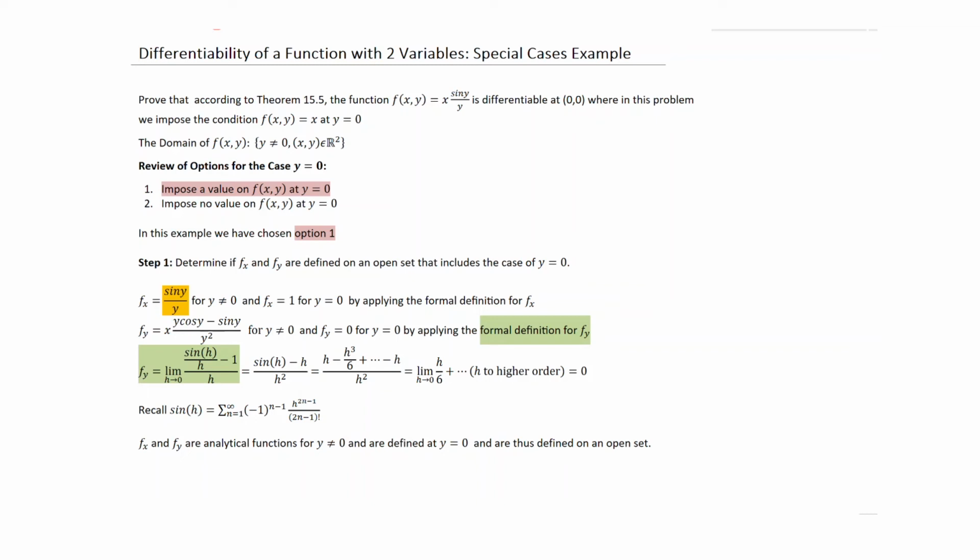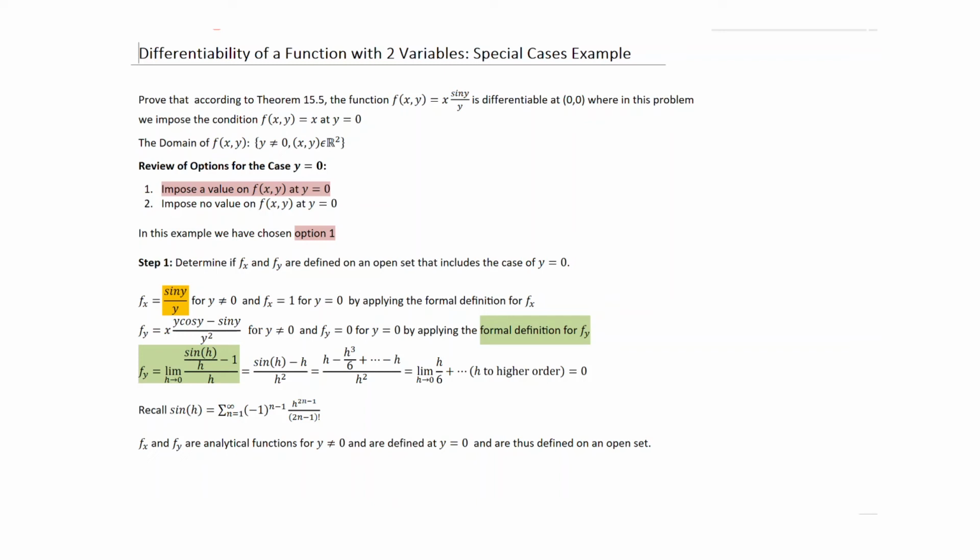Example: we want to prove that according to Theorem 15.5, the function f(x, y) = x sin y / y is differentiable at (0, 0), where in this problem we're imposing the condition that f(x, y) = x at y = 0. We can do this because the function is broken up into one function of x and one function of y, and by the product rule, if we can prove that the limit of x exists and the limit of sin y / y exists, then the limit of f(x, y) will exist at the point (0, 0).